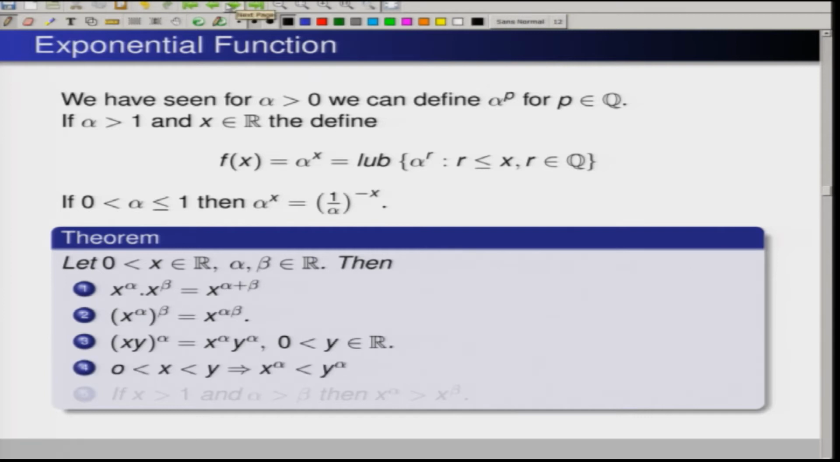And if 0 is less than x less than y, then the power is going to respect the inequality: x to the power alpha is less than y to the power alpha, provided alpha is positive. Now, if x is greater than 1 and alpha is greater than beta, then x to the power alpha is greater than x to the power beta.